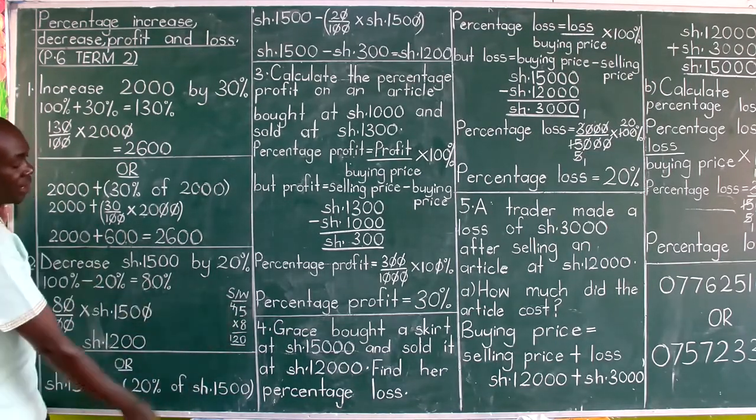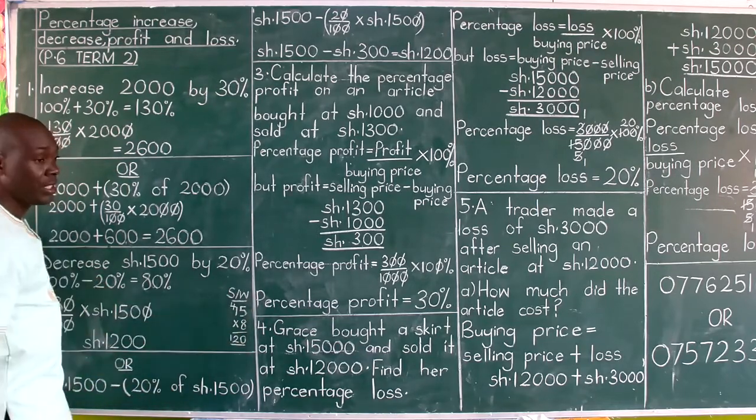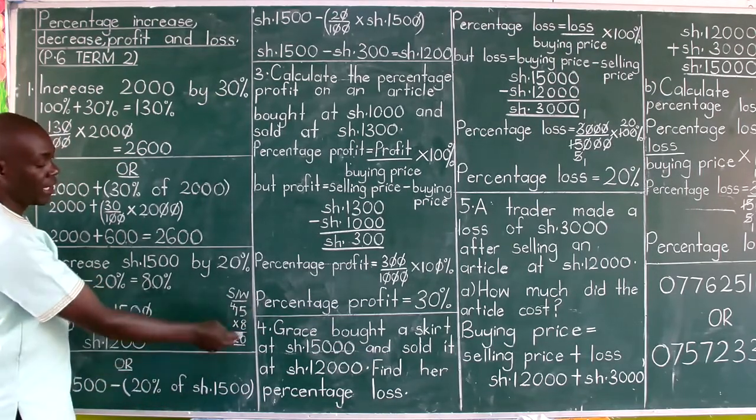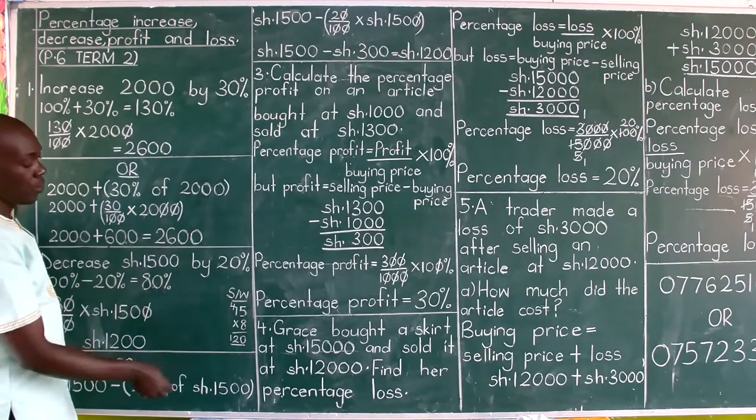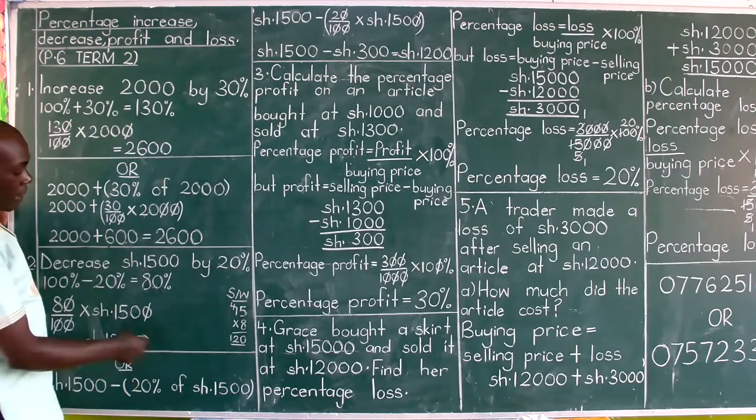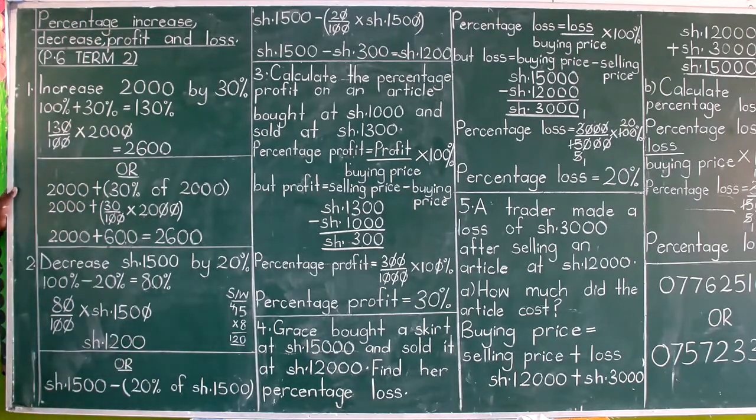15 times 8. So 8 times 5 is 40. Write 0 and carry 4. 8 times 1 is 8 plus 4, you get 12. So remember the 0 we kept. So that's 1,200 shillings. So when 1,500 shillings is decreased or reduced by 20%, we get 1,200 shillings.